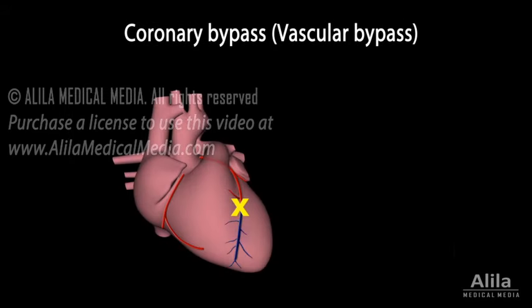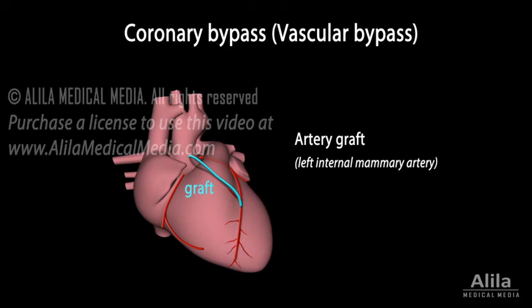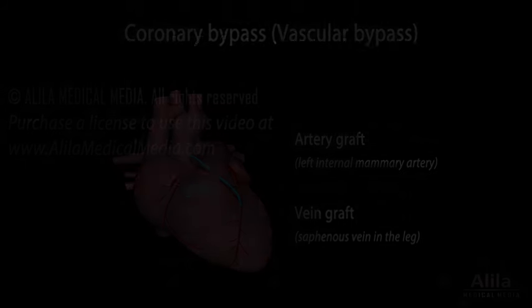Coronary bypass, or vascular bypass, is a surgical procedure performed to create an alternative route for the blood to flow beyond the site of blockage. An artery graft from the patient's chest or a vein graft from the patient's leg may be used for this purpose. Vascular bypass is usually performed in patients with severe coronary heart disease to prevent heart attacks, but it may also be used during or after a heart attack.